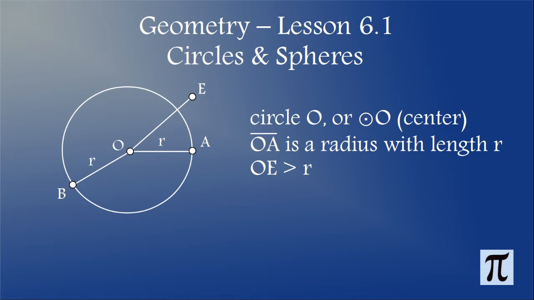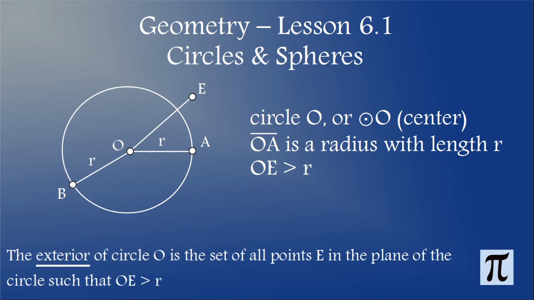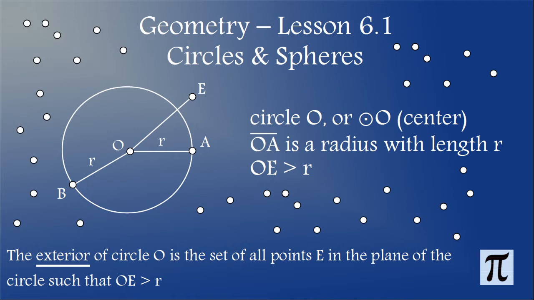Here we've placed a point outside of the circle, E. So we've created a new segment, OE, which is greater than the length of the radius. The exterior of circle O is a set of all points E in the plane of the circle such that OE is greater than r. So it would be every single point outside of the circle.